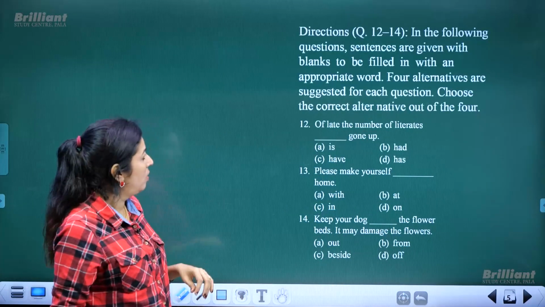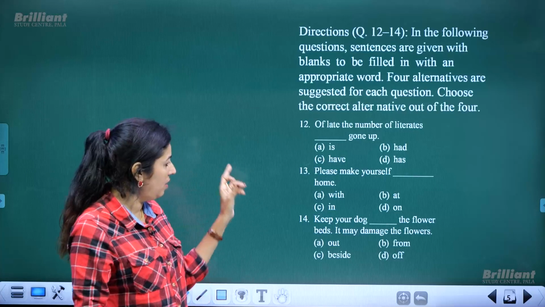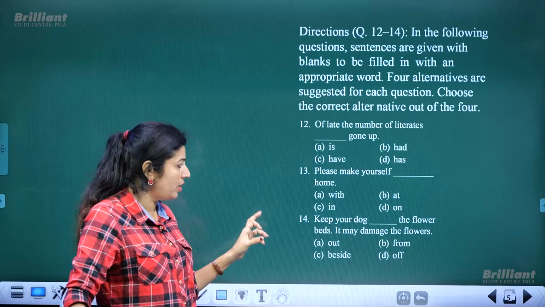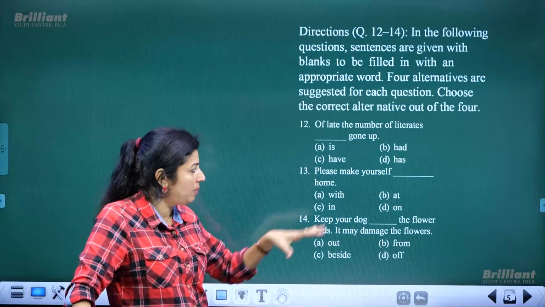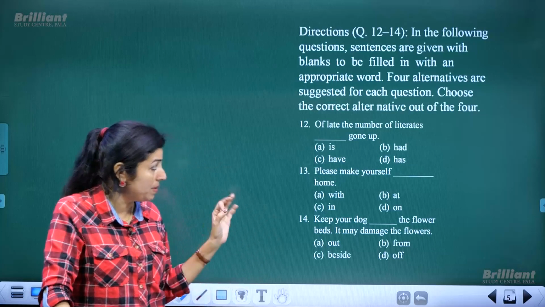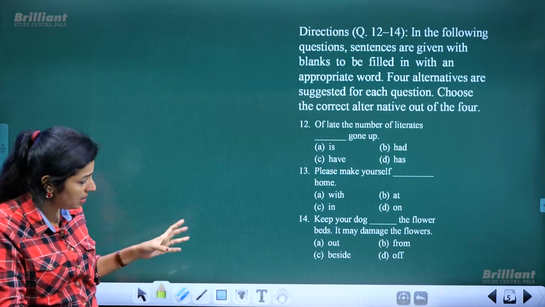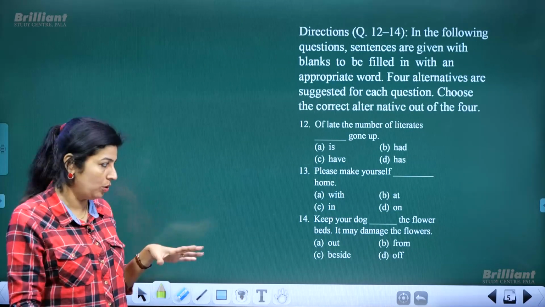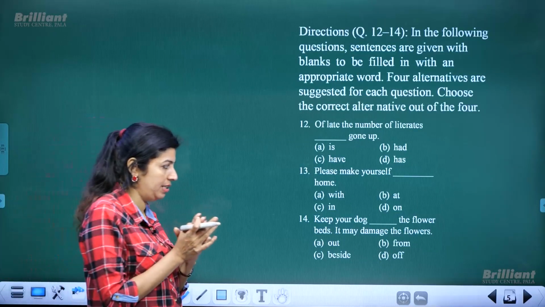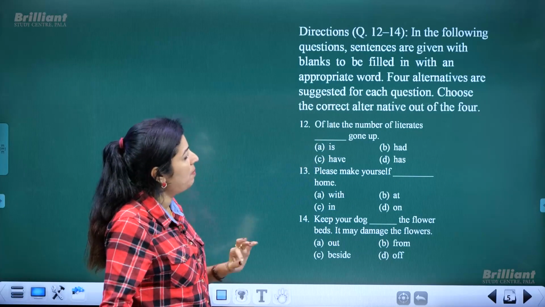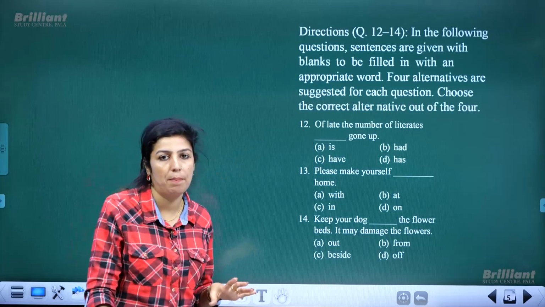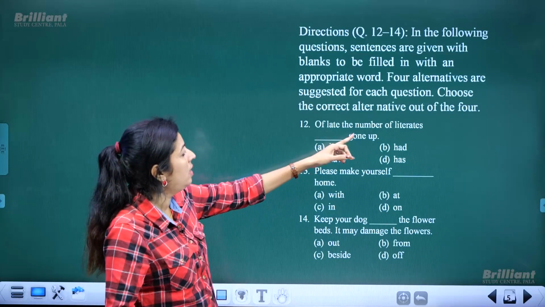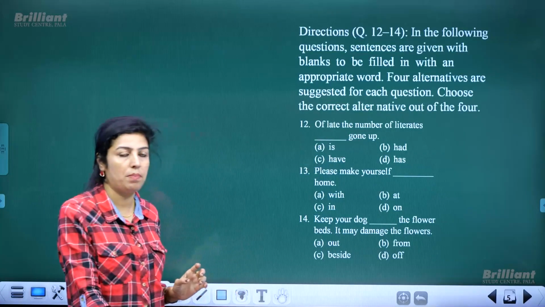Now, you have been given 3 fill in the blank type of questions, and you are also given some words as options, and you need to fill up these blanks with the proper prepositions actually. Not prepositions, but auxiliaries or words. It's a mixture of both auxiliary verbs and prepositions. Okay. Of late, the number of literates has gone up. Of late means recently, currently.